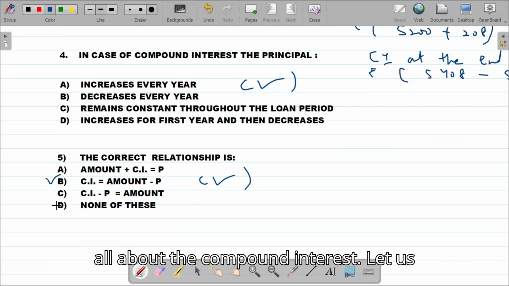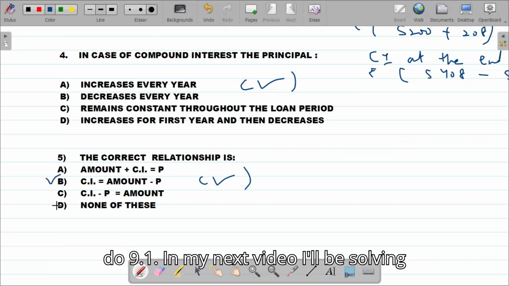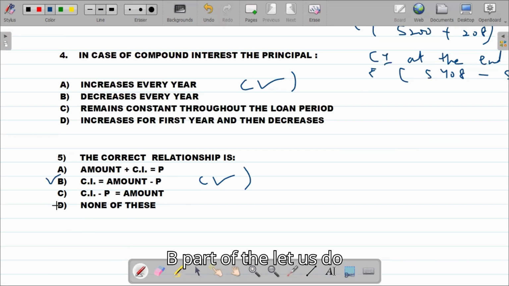So it was all about compound interest. Let us do 9.1. In my next video, I'll be solving the B part of let us do 9.1.